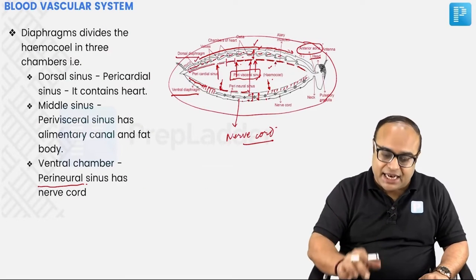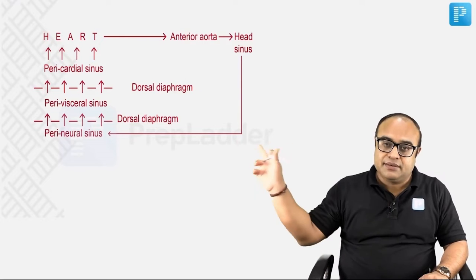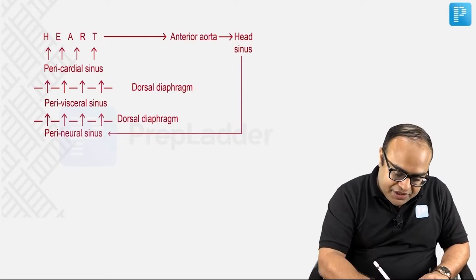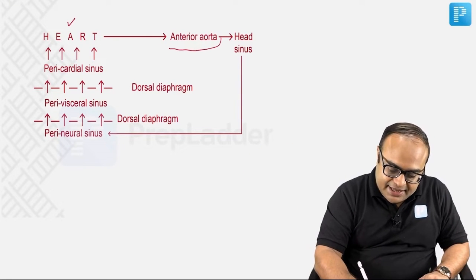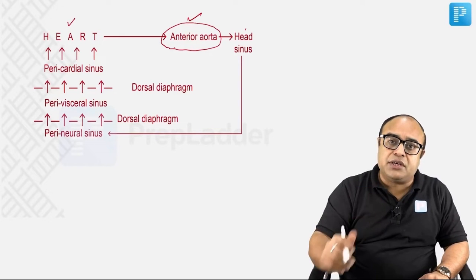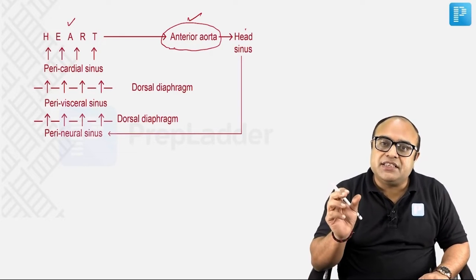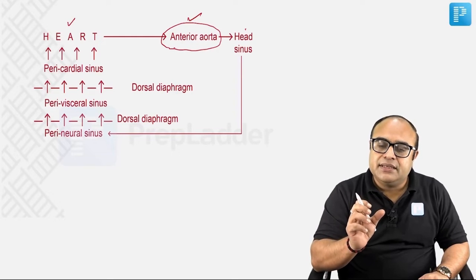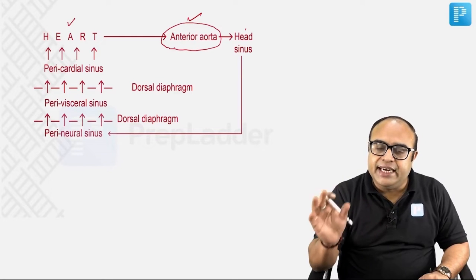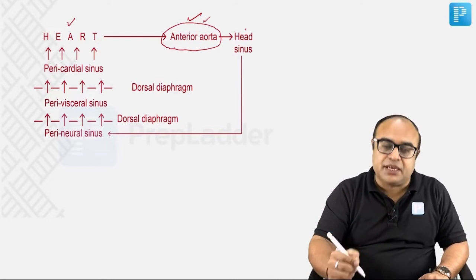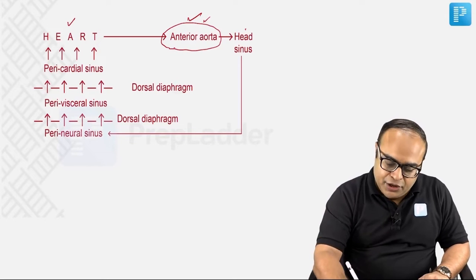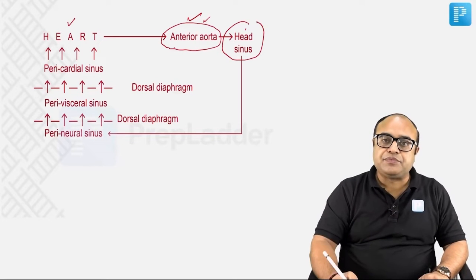So I have made a chart for that. Please do remember this diagram. See, the blood from the heart is reaching the head through this anterior aorta. So which structure is responsible for transferring the blood from the thorax portion into the head portion? That is the anterior aorta. Okay, head sinus.